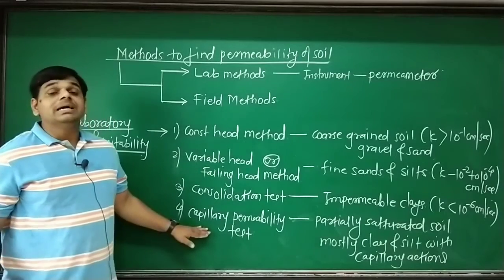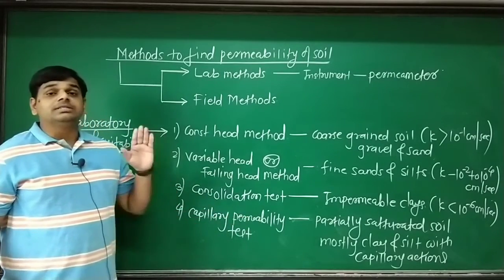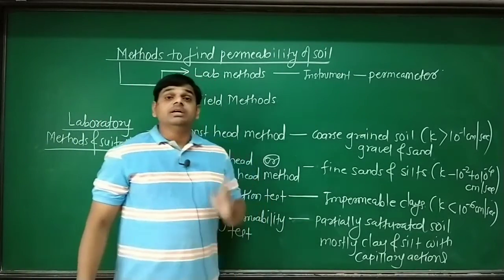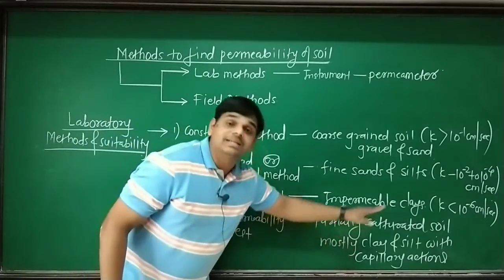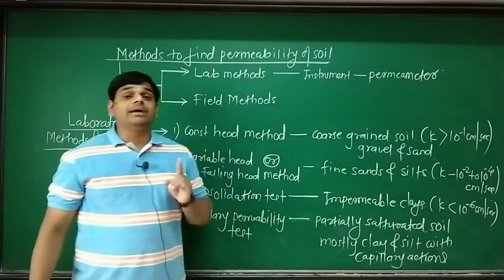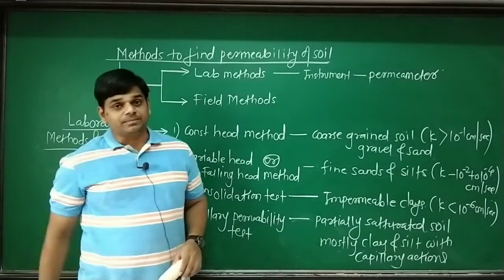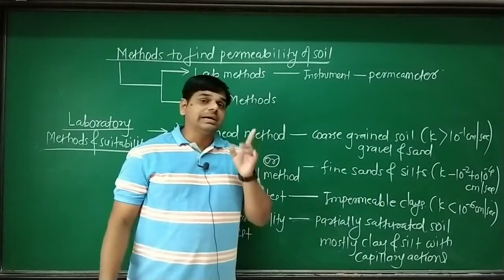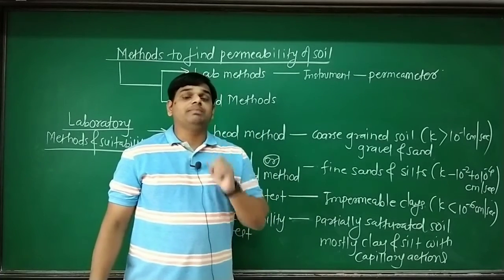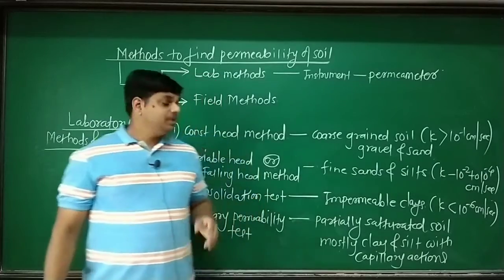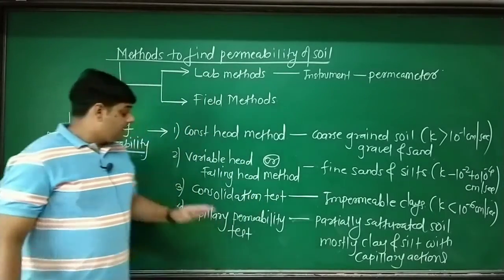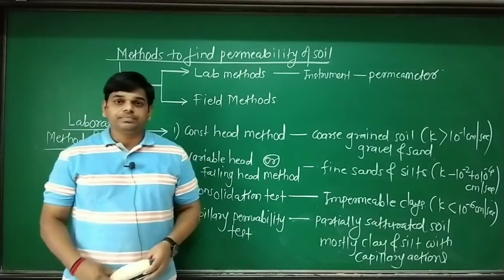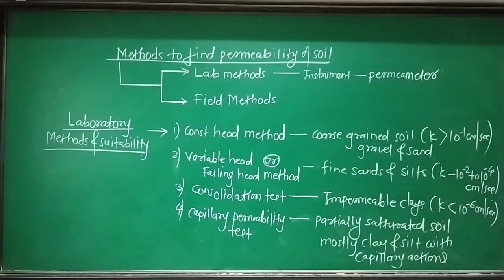And the fourth method is capillary permeability test. This method is suitable for partially saturated soil, especially clay and silt, where possibility of development of capillary fringes is there. More susceptible soil for the development of high rise of capillary is the clayey soil. Therefore, to determine permeability of such a partially saturated soil, we use capillary permeability test. Now let's move to the field methods.